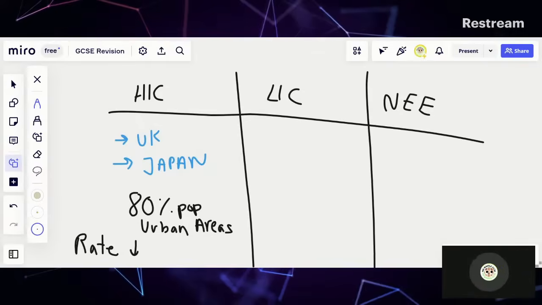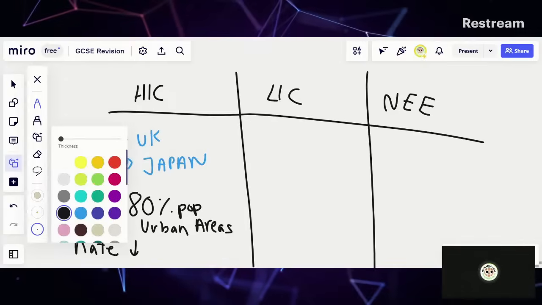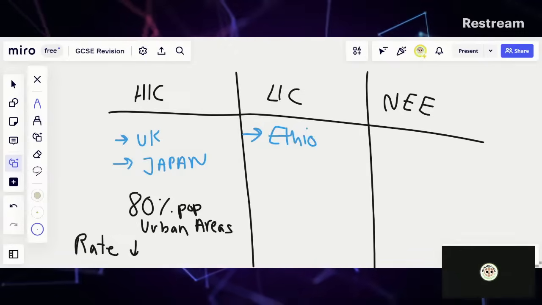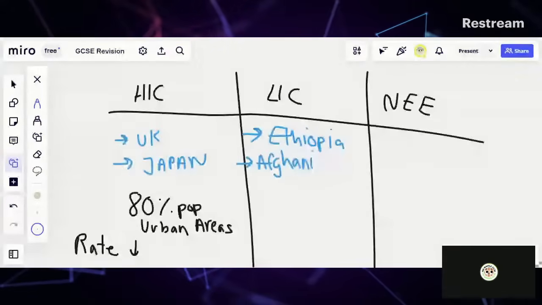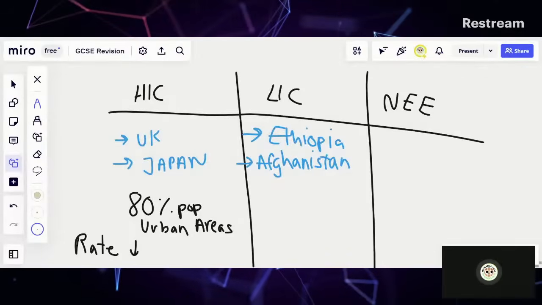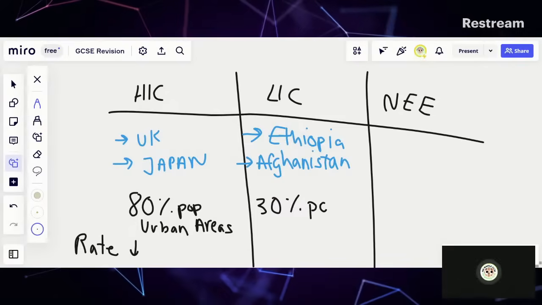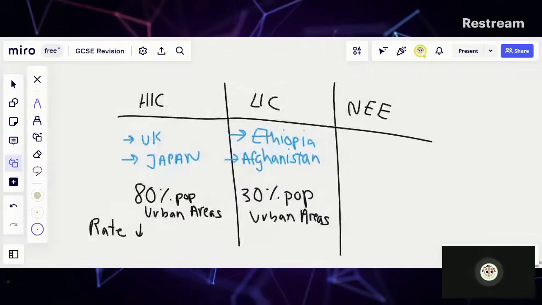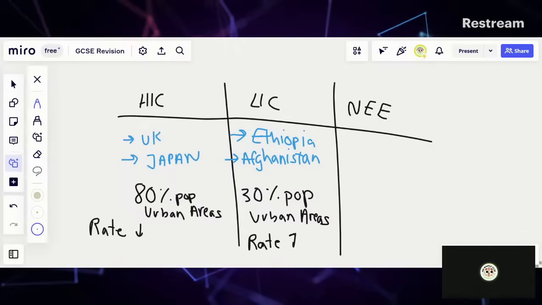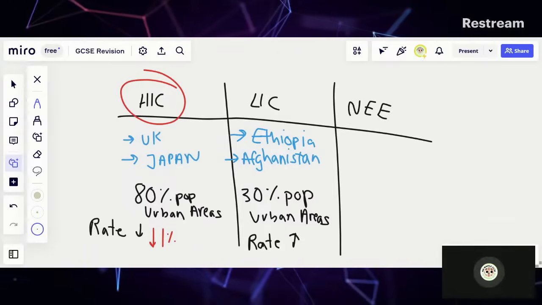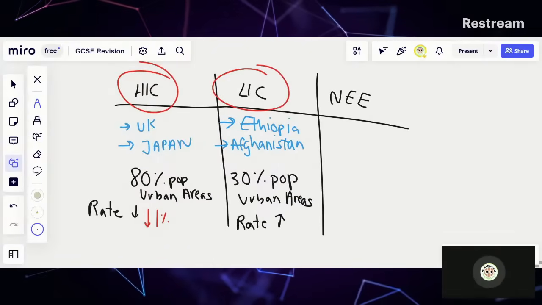Now, you can think of it as the opposite in low income countries. In low income countries, they're less economically developed, countries such as Ethiopia. Now, in countries like these, most of the population live in rural areas. So, only 30% of the population actually live in urban areas. And if a low amount of people live in urban areas, this means the rate of urbanization is high because more people are able to move. So, in terms of the actual percentages for each rate, in high income countries, the rate of urbanization is under 1%. In low income countries, the rate of urbanization is roughly up to 6%.